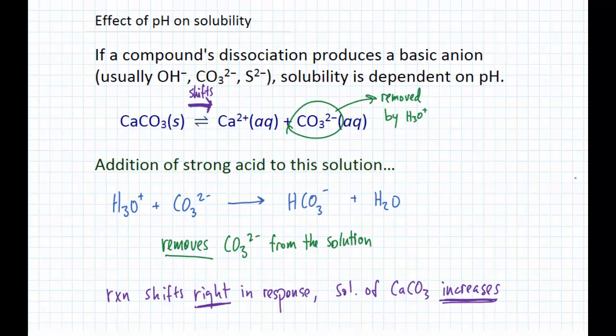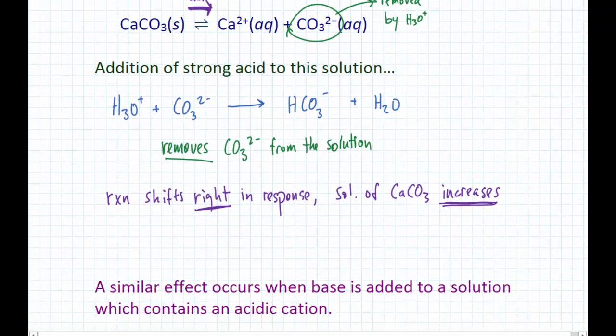So a similar sort of thing happens when a base is added to a solution which contains an acidic cation. But again, like I said, we don't really deal too much with acidic cations, but the iron Fe2+ ion is acidic, for instance. Adding base would remove it from solution. Same sort of way. Okay?